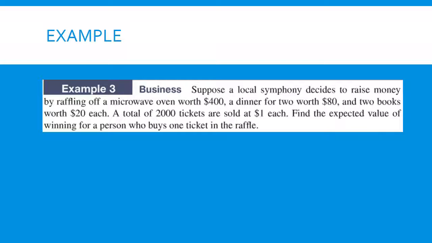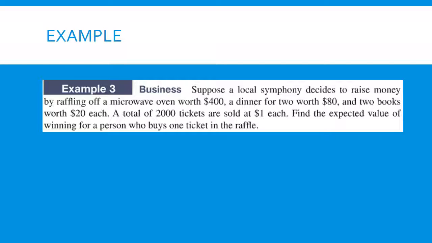Here's an example from business. You've got a symphony, they want to raise money. They're going to raffle off a microwave oven worth $400, a dinner for 2 worth $80, 2 books worth $20 each. They're selling 2,000 tickets, and they're $1 each. We want to find the expected value of winning for a person who buys 1 ticket in the raffle.